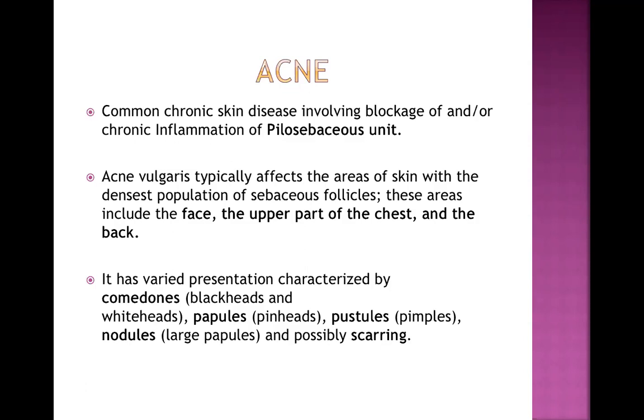Now the term acne vulgaris means the very common type of acne, which usually occurs in those areas where sebaceous glands are maximum, like the face, upper part of the chest, and the back. These are important ones. Now it has varied types of presentation, which is characterized by comedones. There are two types of comedone, blackhead and whitehead. You all know because we have been talking about this from the very beginning. Blackhead means open comedone, whitehead means closed comedone. They are considered mild and early cases of acne.